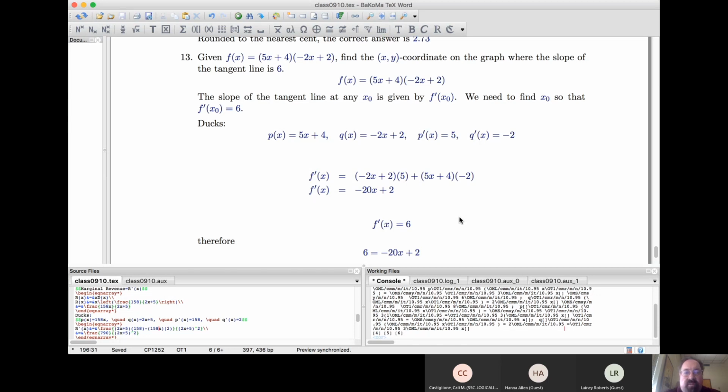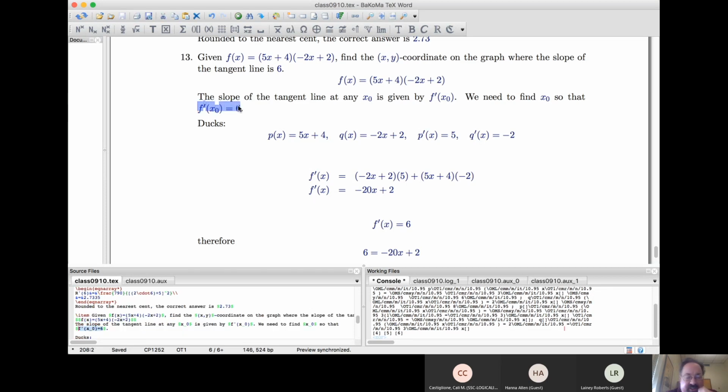Here, we're doing something different with a derivative. Here's our function, and we want the point on the graph of this function where the slope of a tangent line is equal to 6. Now, the slope of a tangent line, that is the derivative. So if we have a tangent line at some point, x naught, the derivative evaluated at x naught is the slope. So we need to solve this equation. We need to find a value of x naught so that the derivative at that point equals 6.